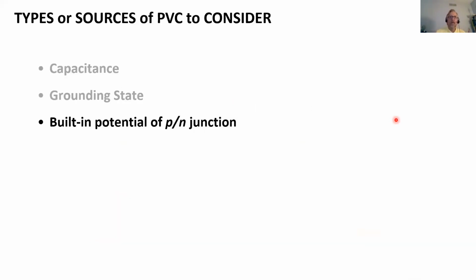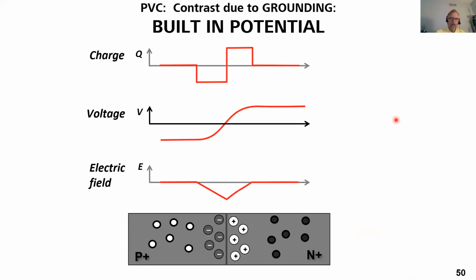Now let's look at the built-in potential of a PN junction. As a reminder, this diagram we saw before, the important detail we want to look at now is the voltage. And you have to realize that, against common intuition perhaps, the P side is negative and the N side is positive across the whole side of this area.